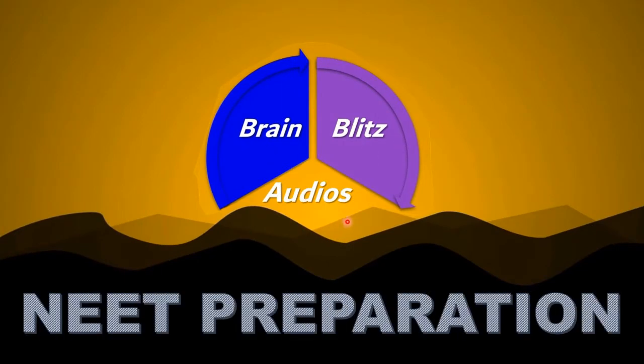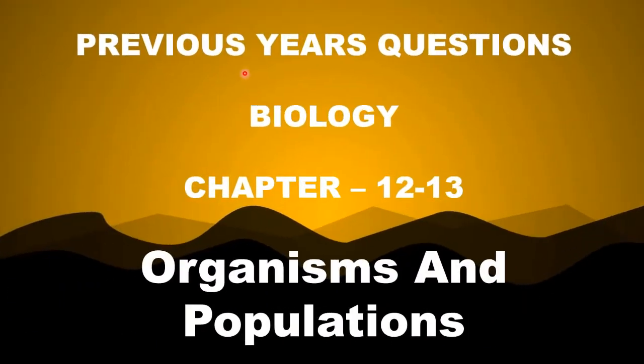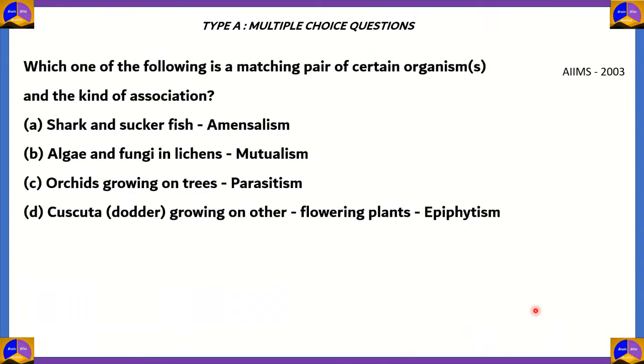Today in this episode of NEET Preparation, we'll be looking at previous year questions of biology in medical entrance examinations in India. Today we're dealing with the 13th chapter in the Grade 12 syllabus for biology in CBSE, and the name of this chapter is Organisms and Populations. So let's begin this episode with our first question.